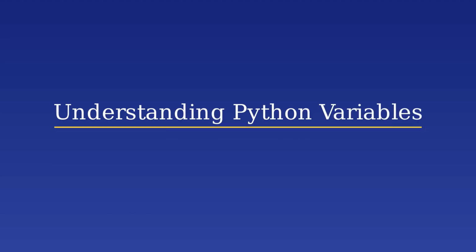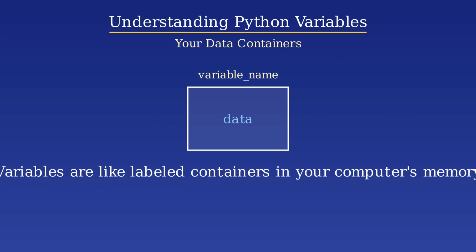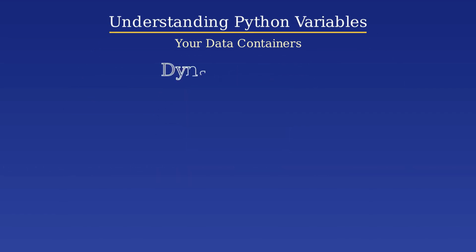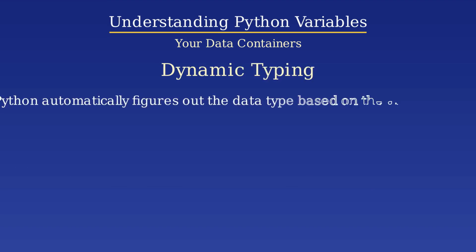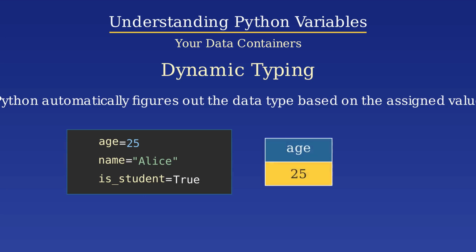Understanding Python variables, your data containers. Variables in Python are like labeled containers in your computer's memory, used to store data. What makes Python unique is its dynamic typing. Unlike some other programming languages, you don't need to explicitly declare what type of data a variable will hold. Python automatically figures it out based on the value you assign to it.